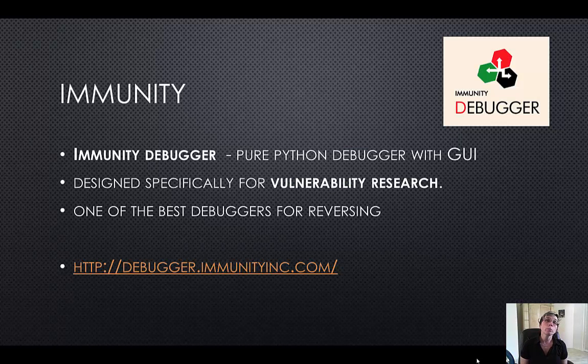So now we're going to move into looking more closely at the Immunity debugger. The Immunity debugger is a free debugger that is written purely in the Python language, and it comes with a graphical user interface that I think is quite useful. Now, this particular debugger is designed specifically for vulnerability research by Immunity Inc., and it is known to be one of the best debuggers for reverse engineering. I did include their URL for you to download the debugger.